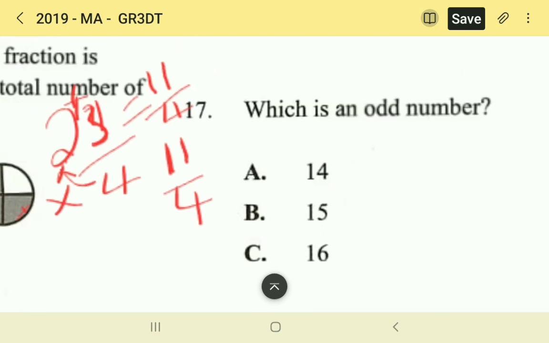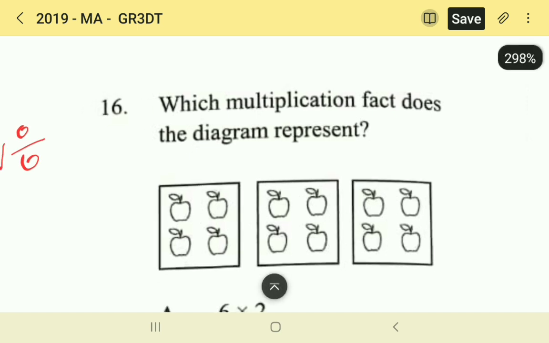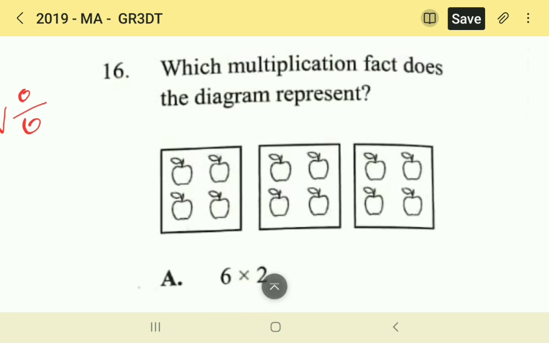Moving on to number 16. Now, which multiplication fact does the diagram represent? Multiplication facts. So you have 1, 2, 3 groups of 4.